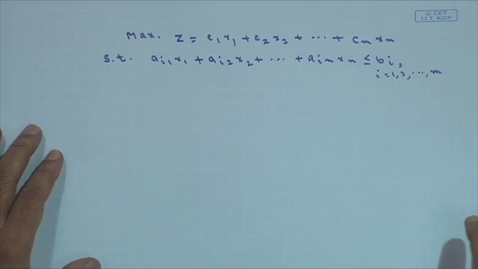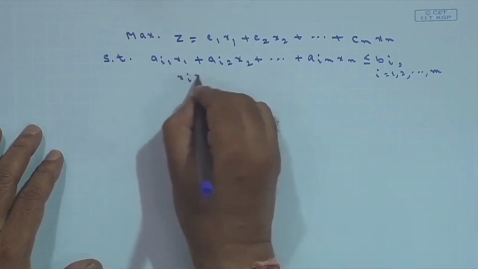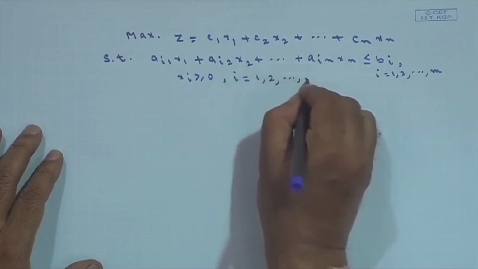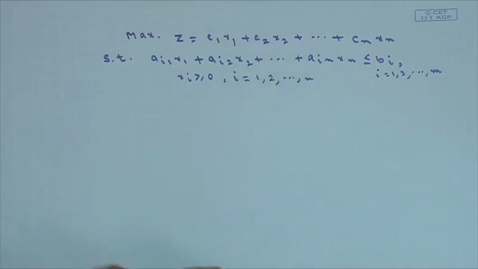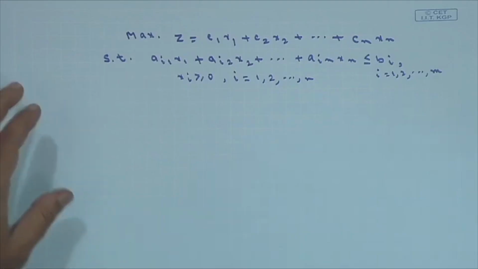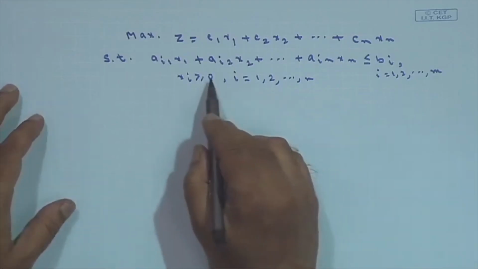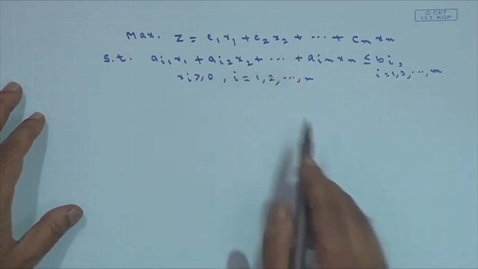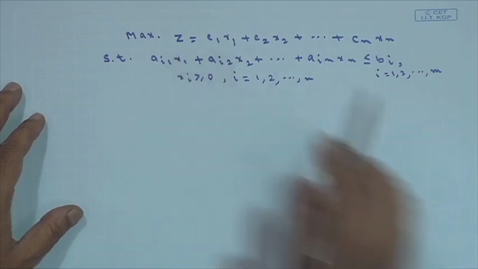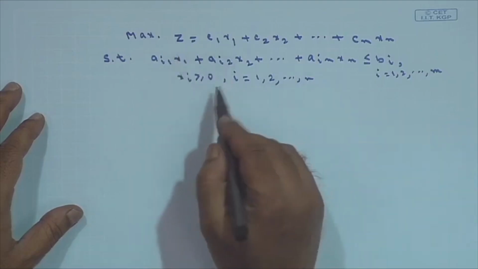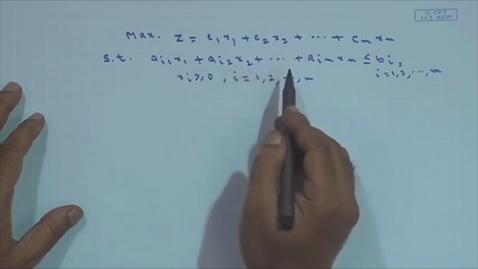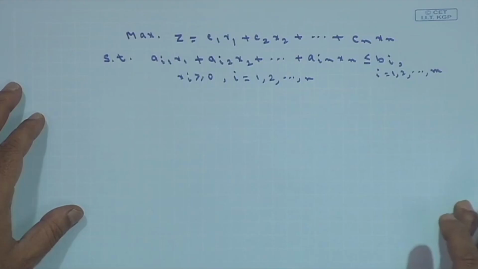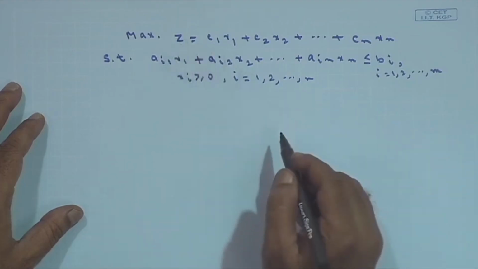Subject to a_ij x_j ≤ b_i, where i lies from 1 to m, and x_j greater than or equal to 0, where j is equal to 1 to n. So, x1, x2, ..., xn are known as the primal variables, and this z we call the primal objective function.